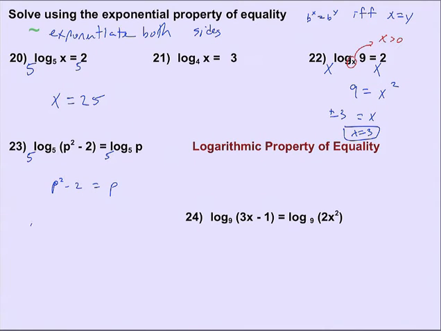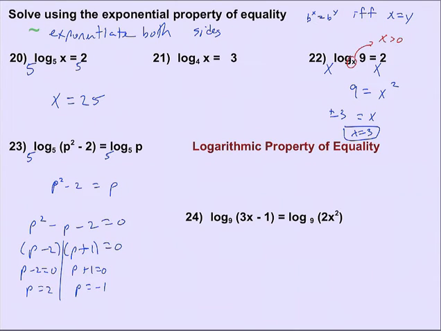And we can solve this using our pretty standard process for solving a quadratic. This one factors. So we can split and solve with the zero product property. Sorry, that's supposed to be a plus sign. And so p could equal 2, or p could equal negative 1.